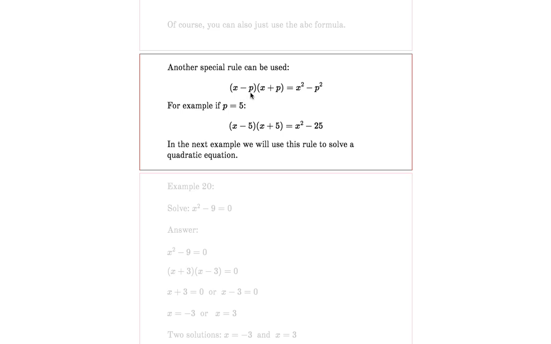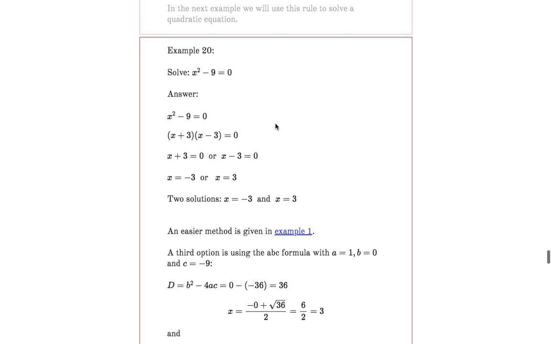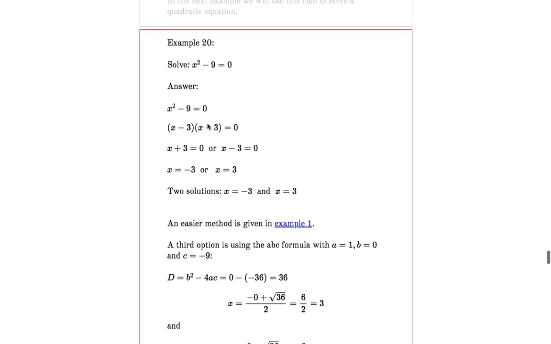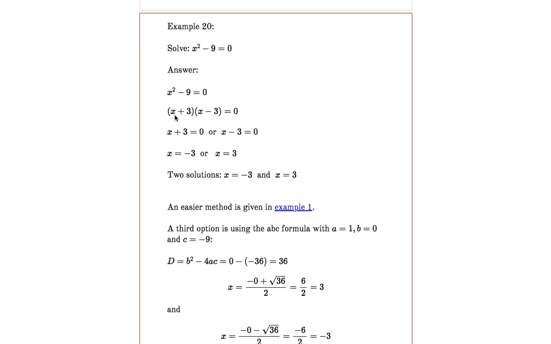Another special rule: (x - b) times (x + b) is x squared minus b squared. So if you recognize this, you can immediately write it like this, and you have the two solutions. For example, x squared minus 9, you recognize that this is 3 squared, so then you can immediately write it like (x + 3) times (x - 3), and you have the two solutions, minus 3 and 3.